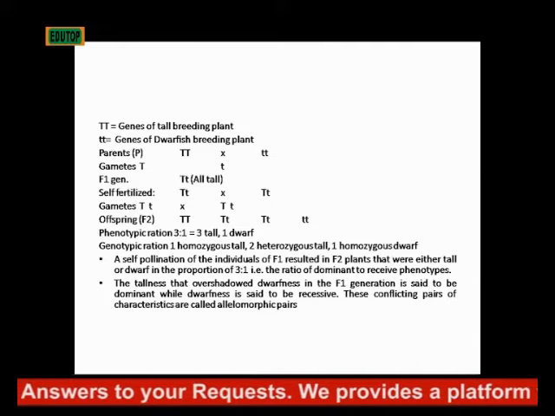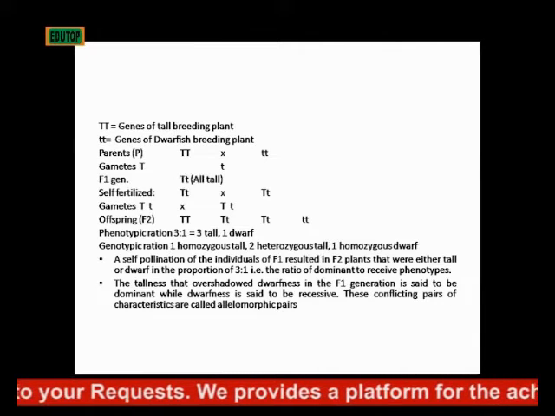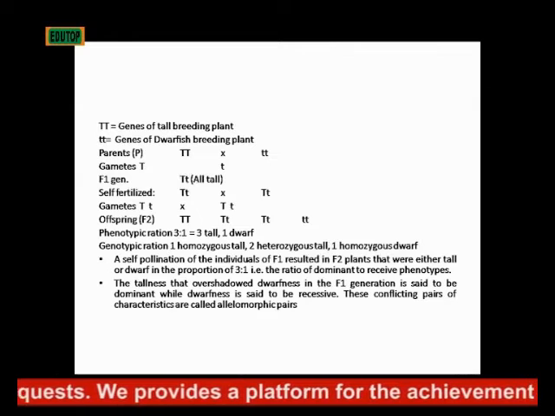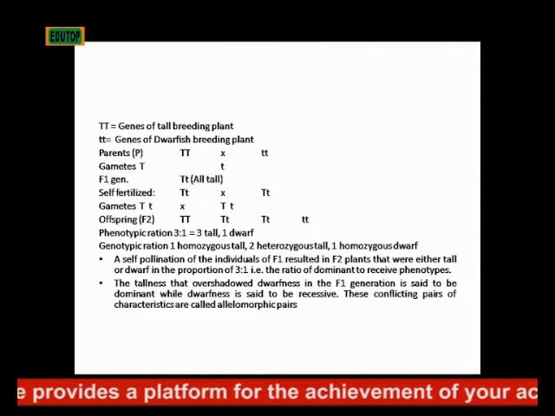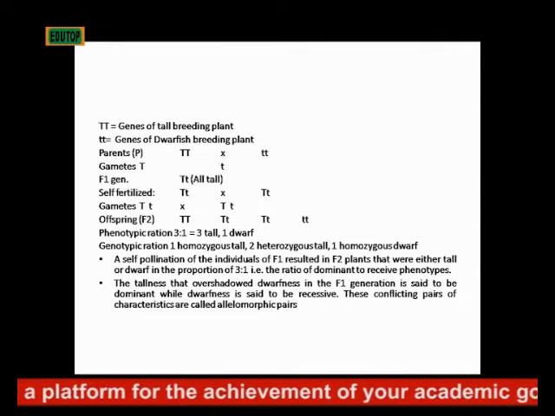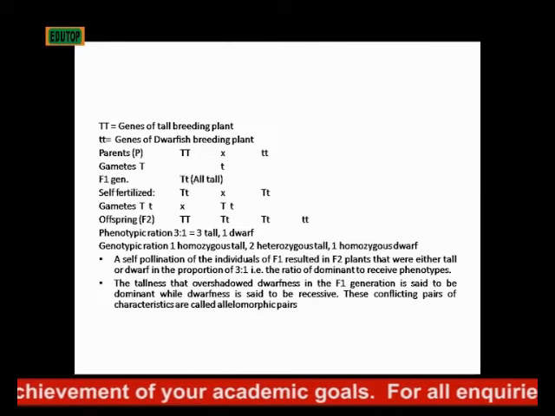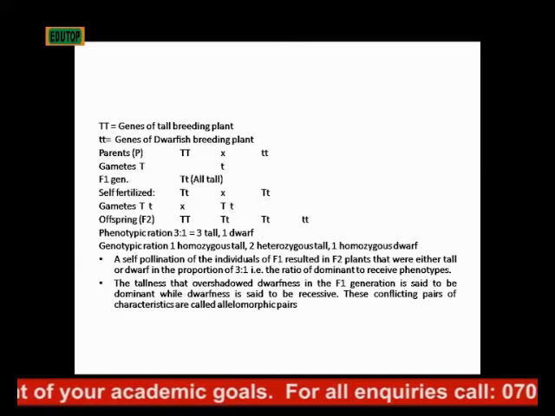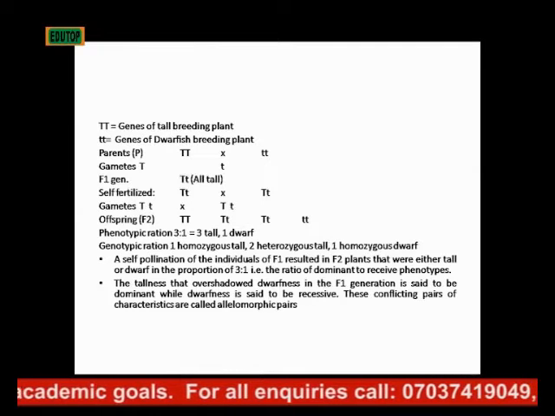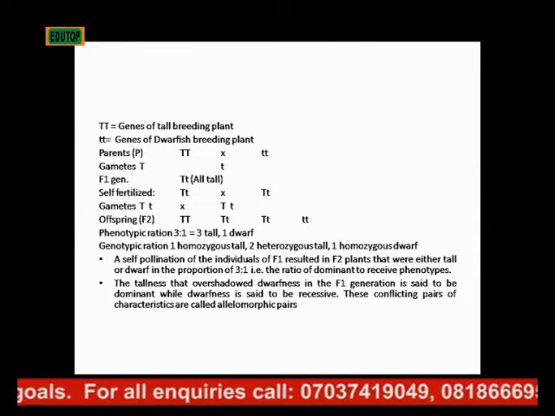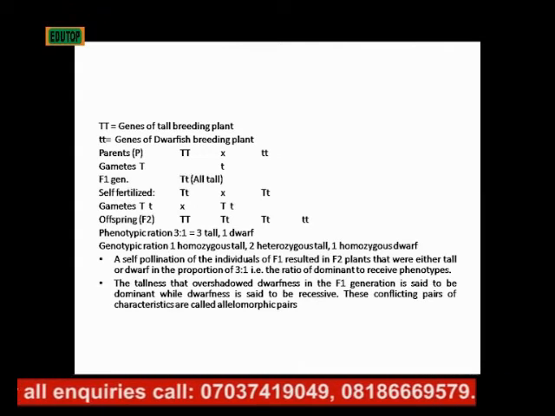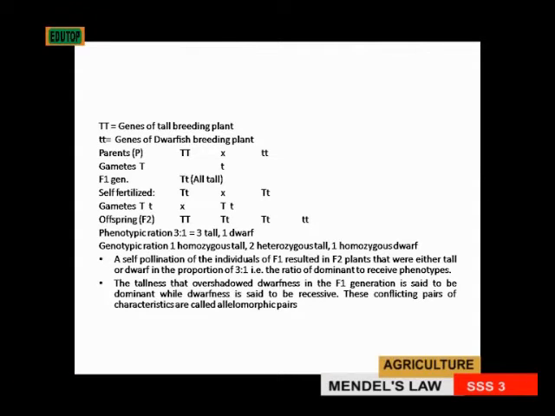The tallness that overshadowed the dwarfness in the first filial generation is said to be dominant. You know, that capital T is said to be dominant, while the dwarfness is said to be recessive. So the conflicting pairs of characteristics are called allelomorphic pairs. So the capital T and the small t being crossed.